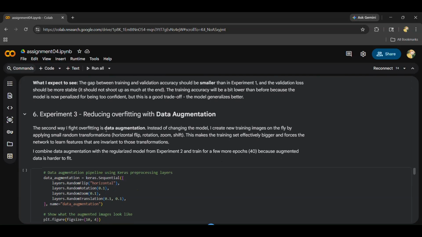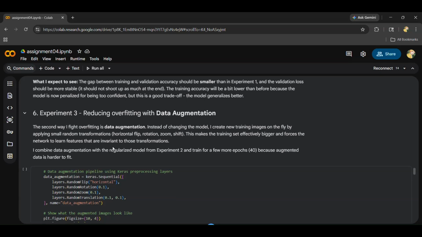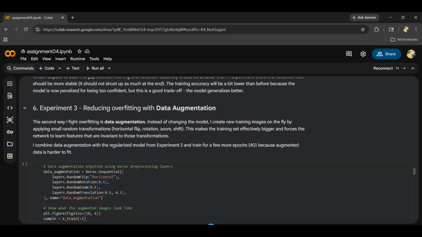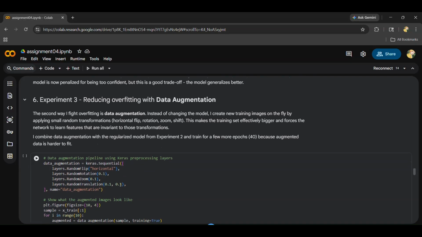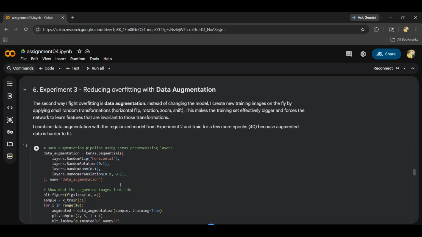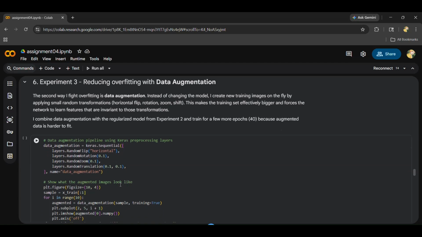Experiment 3. My second fix is data augmentation. Instead of changing the model, this technique changes the data. I added a Keras layer at the top of the model that, for every training image, randomly flips it horizontally, rotates it, zooms in a bit and shifts it around.